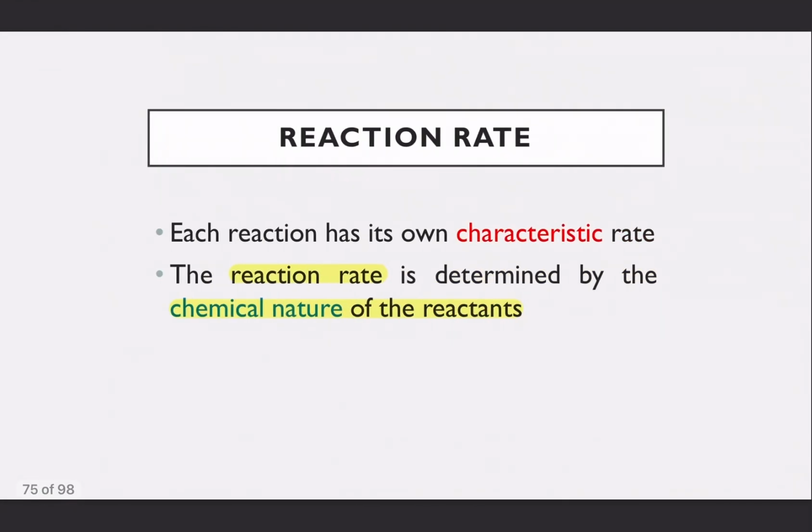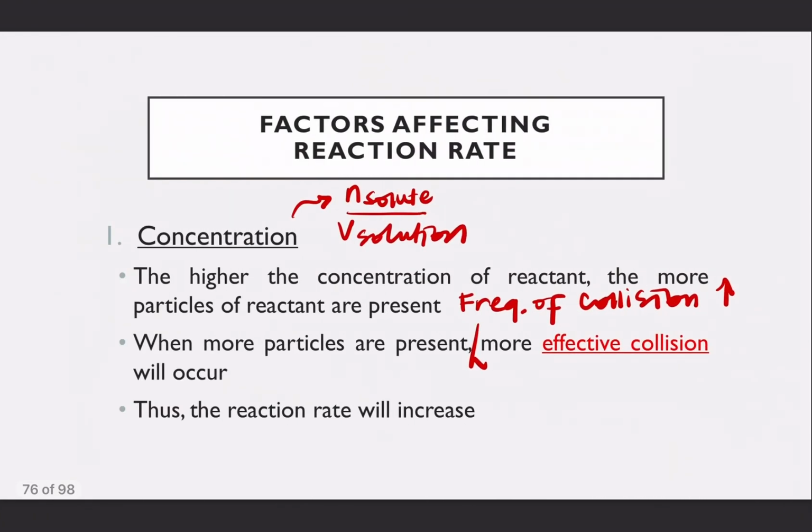So, reaction rate will either slow down or become faster when we change or vary the following factors. Alright, so the first factor is concentration. Concentration is mole of solute over the volume of solution. So the higher the concentration of reactant, the more particles of reactant that are present. Right, so when we have more particles, then the frequency of collision will increase.